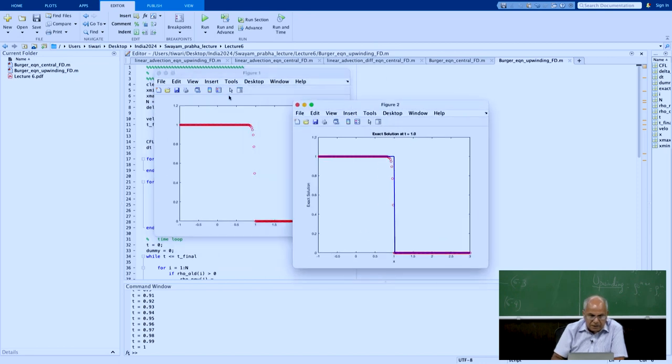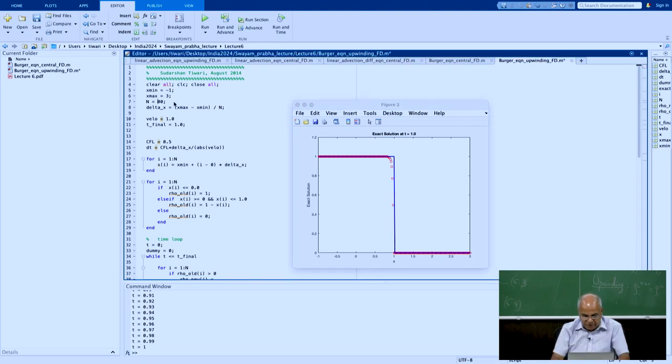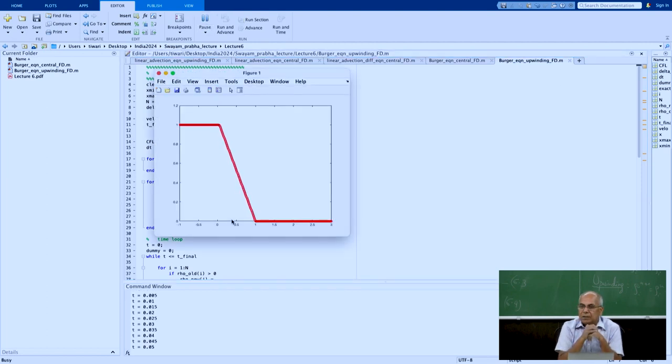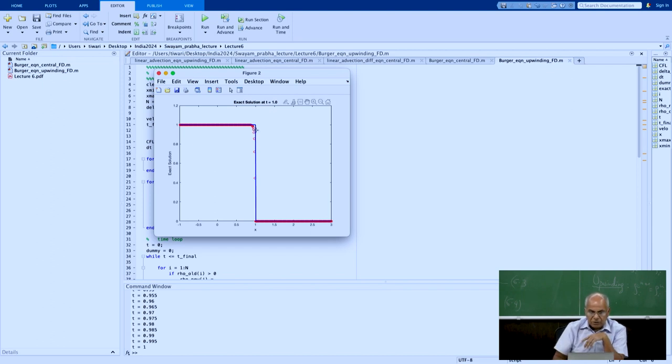Now, finally, let us start with 400 points. What will happen? We should have better resolution in the shock. Even if you go to 800 points and zoom in, you may still get a little bit of discrepancy between the exact and numerical solution. So now with 400 points, let us see how it goes. Now you see it is much better. It's still not that close, but it is a first order scheme, so you have to take many, many more points in order to avoid this oscillation.